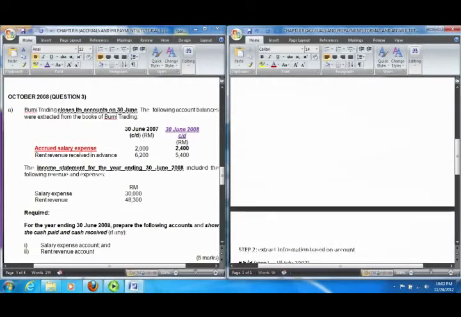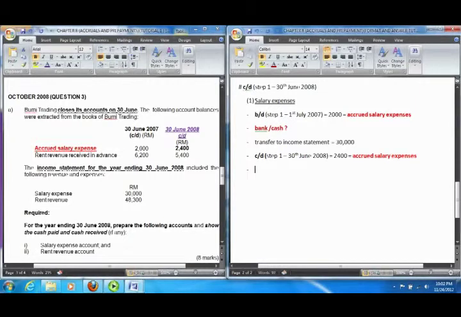Alright, so class, next is what class? Just now is salary expenses. Now it is your revenue. But my advice class, you can try to do the account immediately after you can extract the information, or you can complete the information first, then you can do the T account. My advice, you try to extract the information first, then you answer the question.